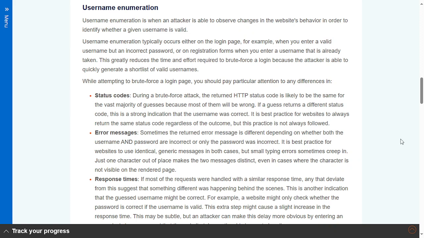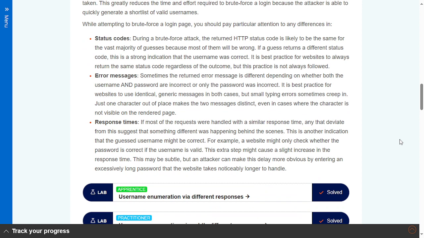While attempting to brute force a login page, you should pay particular attention to any differences in status codes. During a brute force attack, the returned HTTP status code is likely to be the same for the vast majority of guesses because most of them will be wrong. If a guess returns a different status code, this is a strong indication that the username was correct. It is best practice for websites to always return the same status code regardless of the outcome, but this practice is not always followed.